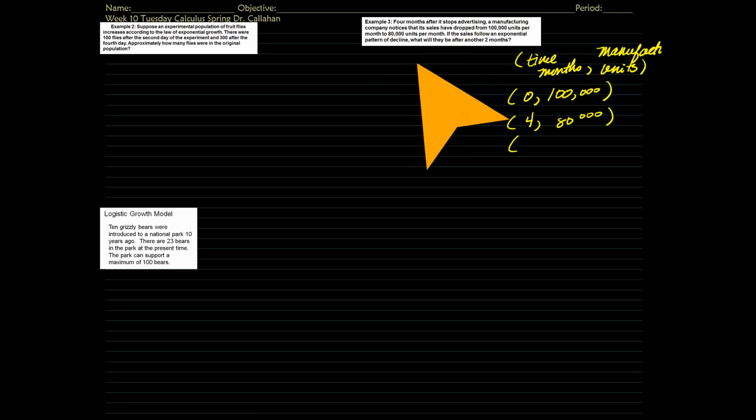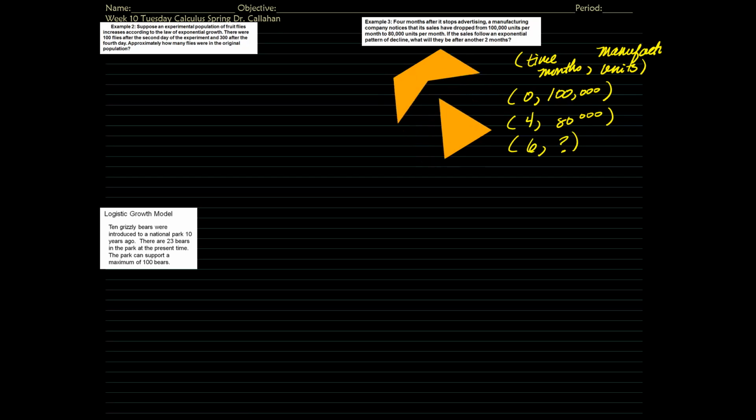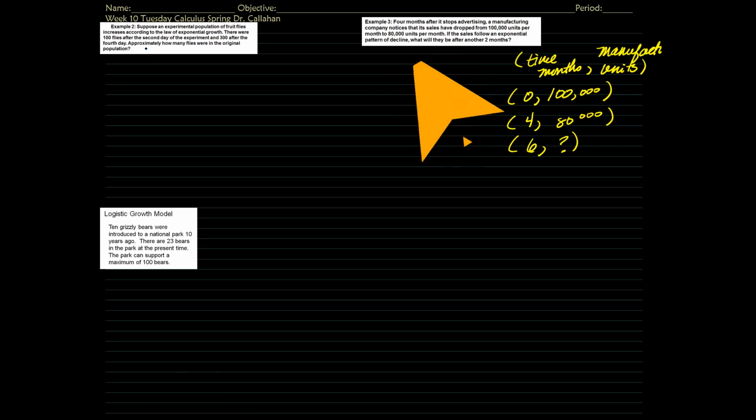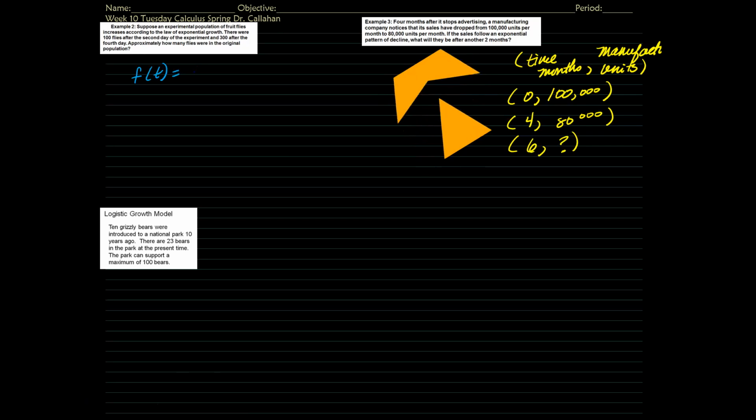And then it says if the sales continue with the pattern of decline, what would it be in another 2 months? So that 2 months is saying 4 months plus the 2 months. So in 6 months, how many units are you expected to sell? So these are our 2 points. And then the equation that you have is f of t is equal to, starting off at 100,000, e to the kt.